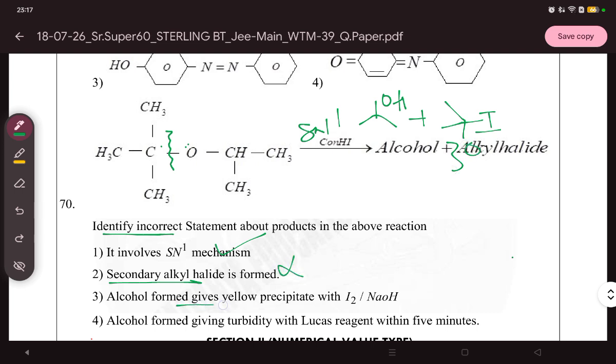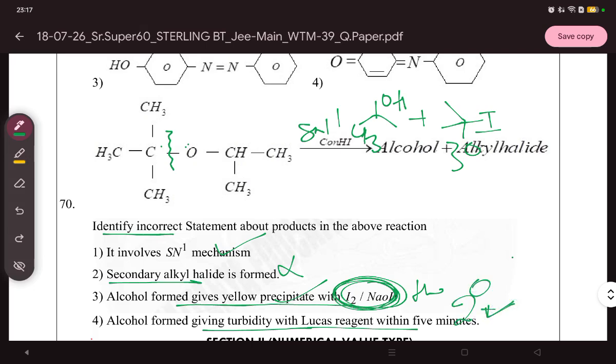Alcohol formed gives a yellow precipitate with I2 and NaOH. It is the haloform test, which is given by an alcohol with an alpha methyl group. There is a methyl group, so at the alpha position it gives a haloform test. Alcohol formed gives turbidity with Lucas reagent within 5 minutes. It is a secondary alcohol, a test for alcohol. So the wrong option is the second one.